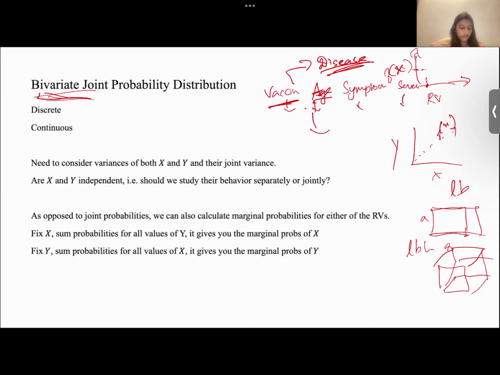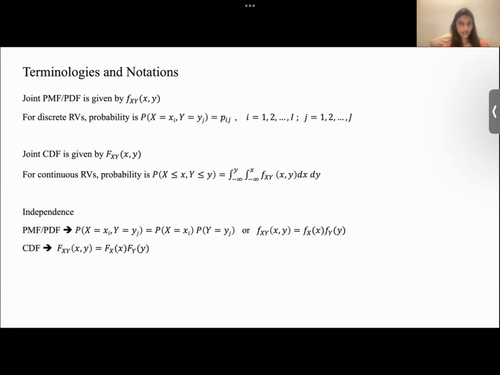When we have these two variables, looking at one variable gives us a marginal probability, which tells us the probability of one of the variables, and a joint probability considers both variables. Let's look at these in more detail. Even in this case, we have a PDF and CDF for continuous random variables, and a PMF and the corresponding CDF for discrete random variables. Let's first look at discrete random variables.